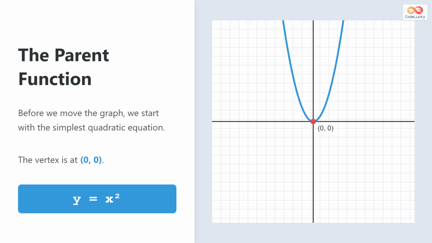To understand shifts, we first need a starting point. This is the parent function, y equals x squared. Notice that its vertex, the turning point of the graph, sits perfectly at the origin, 0, 0. This is our baseline. Every other parabola we look at today will be a modification of this simple curve.